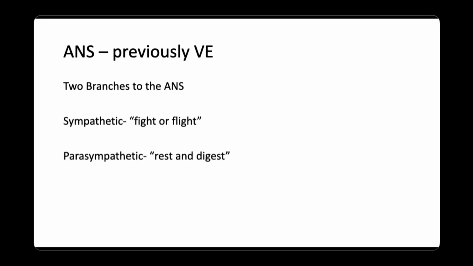Think of them as two sides of a seesaw. When one ramps up, the other chills out. Sympathetic handles fight or flight, meaning your body's alert, ready for action. Parasympathetic is rest and digest, recovery mode, where energy is conserved.